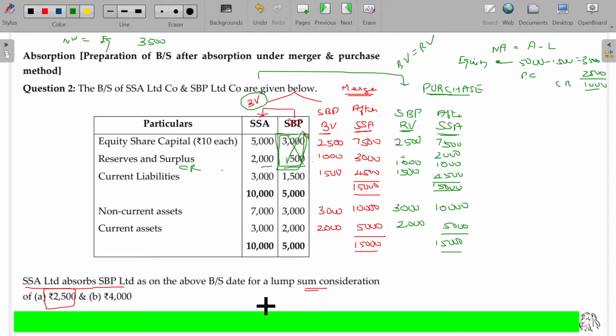Rather than 2,500, if I make the payment of 4,000, how will this appear?